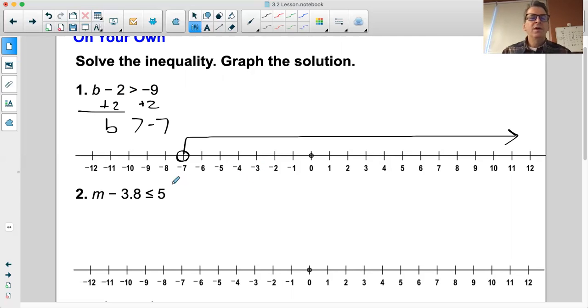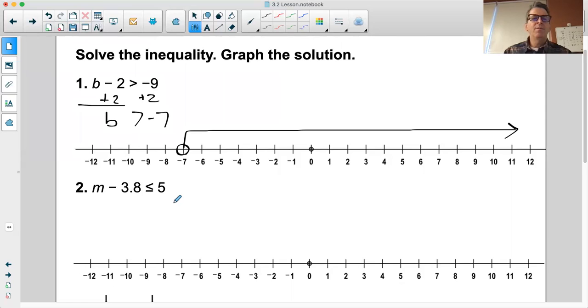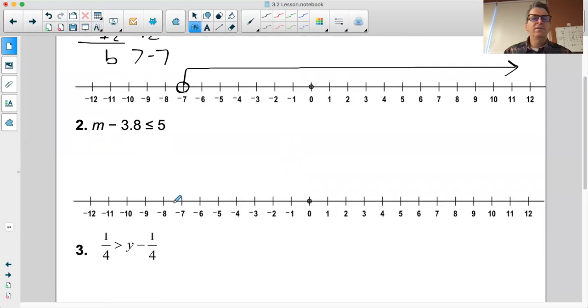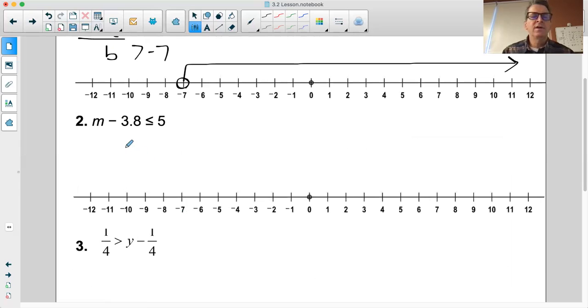On your own, number 2: m minus 3.8 less than or equal to 5. Again, we're looking to do the inverse of subtracting 3.8, which would be adding 3.8 to both sides. If you add 3.8 to both sides, on the left side that cancels out. We have m is less than or equal to 5 plus 3.8, which would be 8.8.